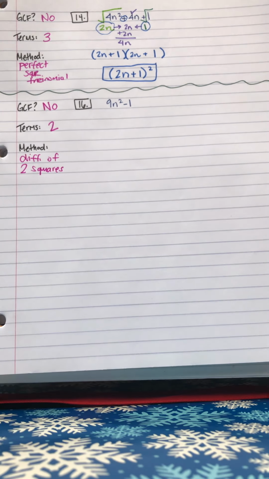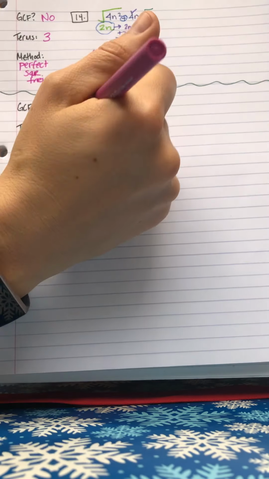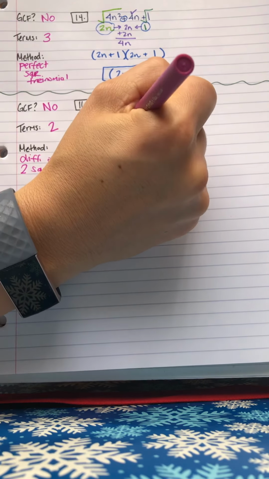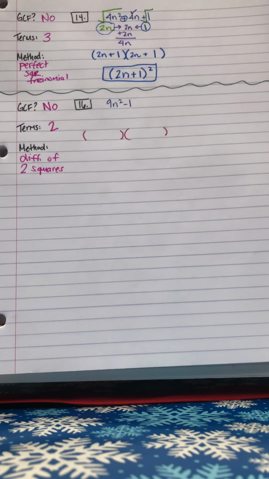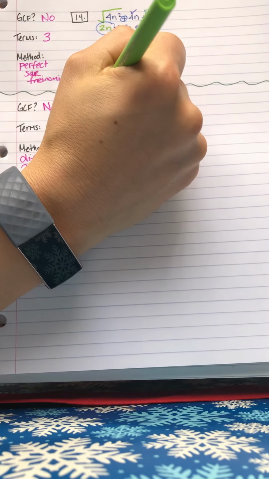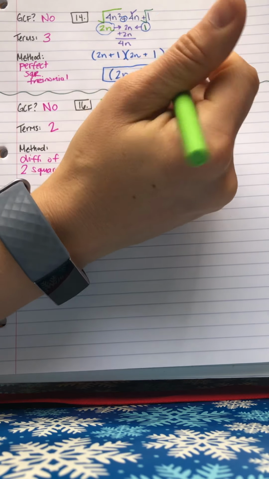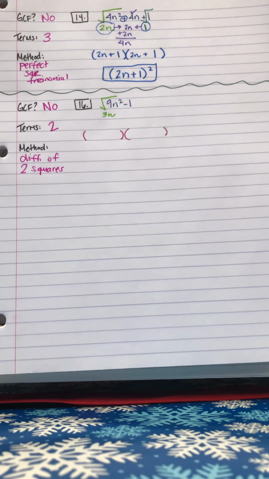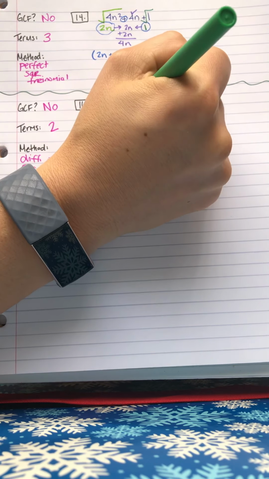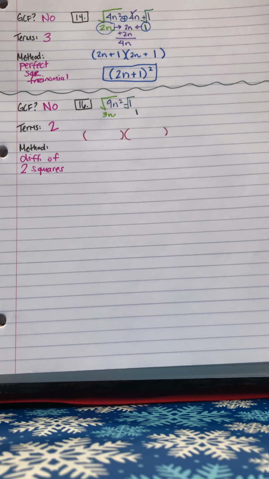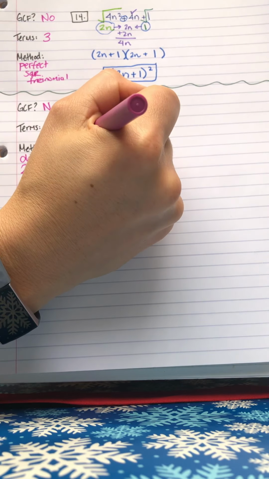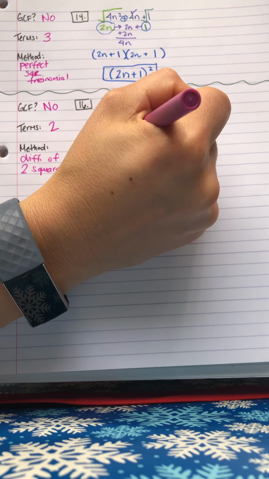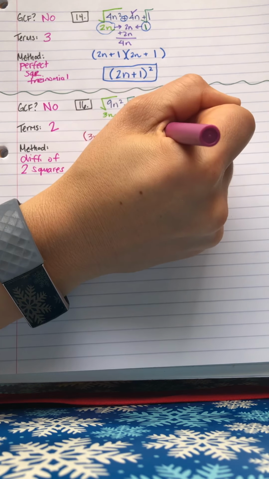Okay, so from here, I'm going to set up my answer. I know my answer is going to be a product of 2 binomials. And here we go. Just like perfect square trinomials, the first term is going to be the square root of the first term. So the square root of 9n squared is 3n. Second term in both my binomials is going to be the square root of the second term. Square root of 1 is 1. So here we go, final answer. First terms, 3n and 3n. Second terms, 1 and 1.